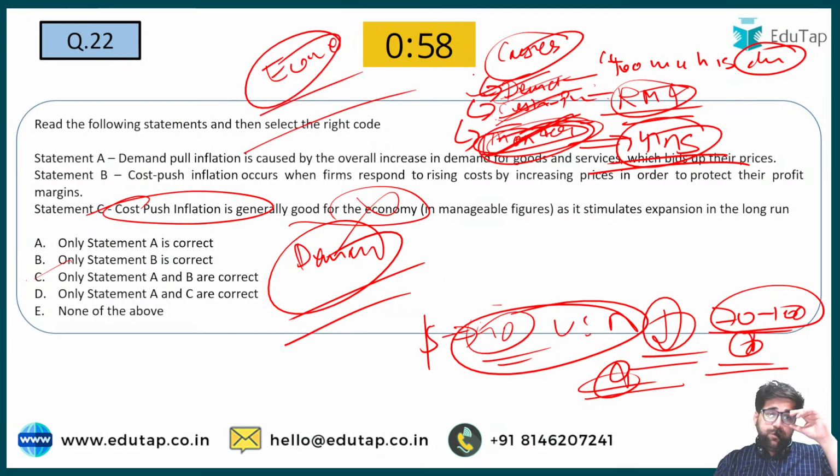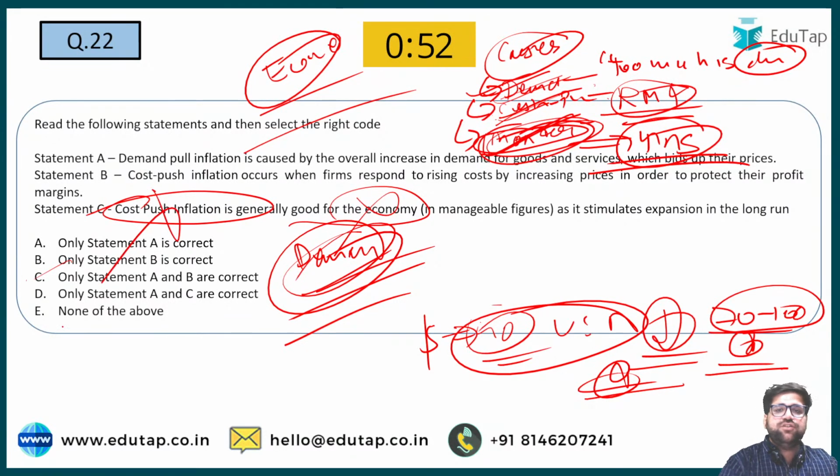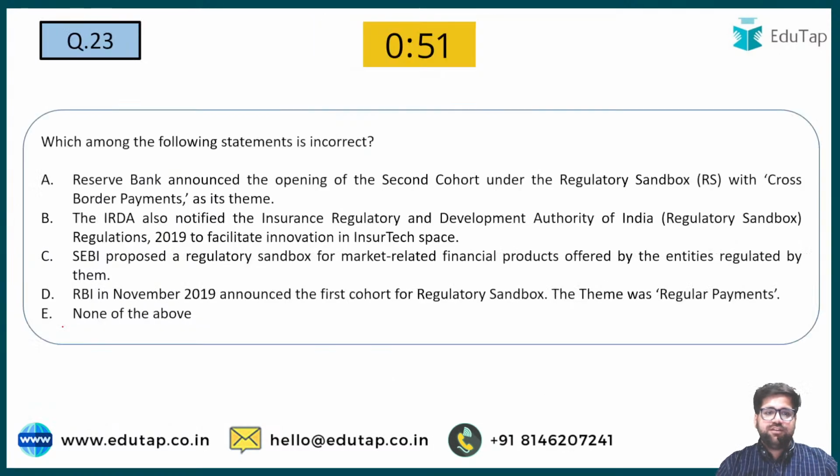Okay, so I hope you know that it's demand pull inflation which is good for the economy. I have told you the reason. Cost push inflation is not good for the economy. That's why the answer was C.